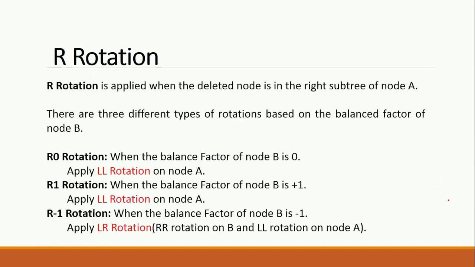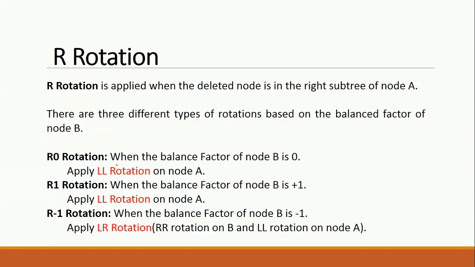Come to the R rotation. R rotation will be applied whenever I am deleting a node in the right subtree of node A. Till this moment we were in the L rotation, deleting in the left subtree. Whenever it is R rotation, we delete the node in the right subtree of node A. There are 3 different types of rotations based on the balance factor of the node B. So what are they? R0, R1 and R minus 1.